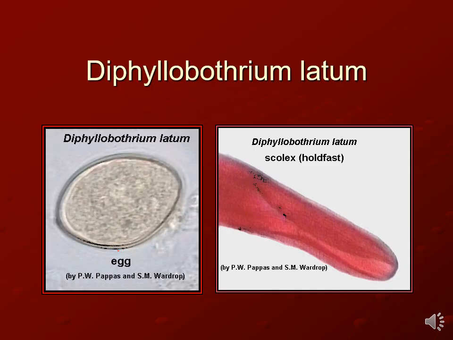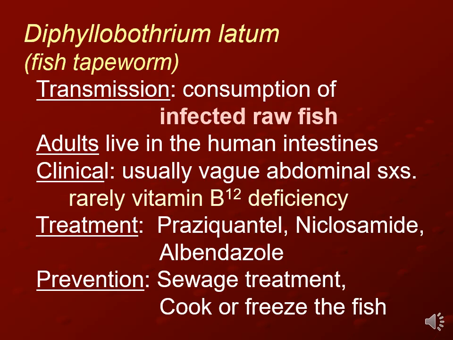Diphyllobothrium latum actually is a pseudophyllidean parasite. You can see that the suckers here are groove-like, okay, and this is the characteristic egg over there. Diphyllobothrium latum is the fish tapeworm. So infection is acquired by eating raw fish. And where do people eat a lot of raw fish? That would be probably in Southeast Asia and in other countries by the shoreline.